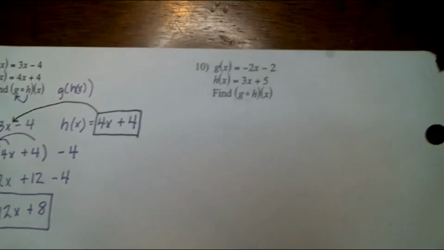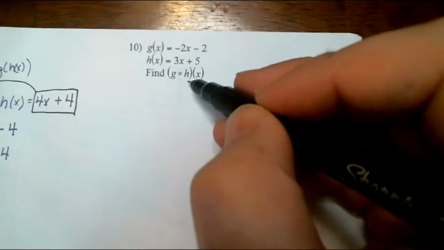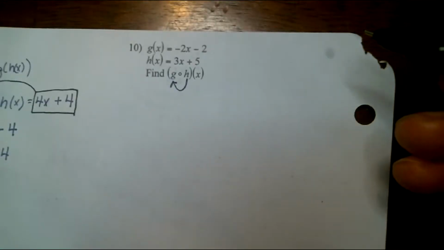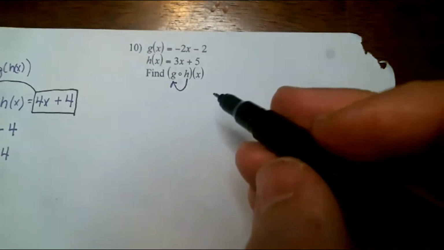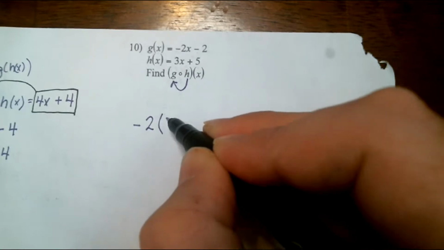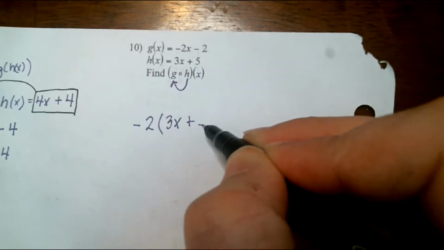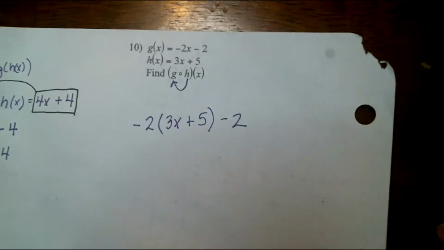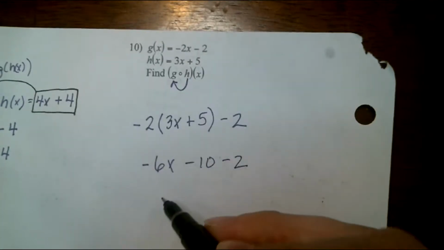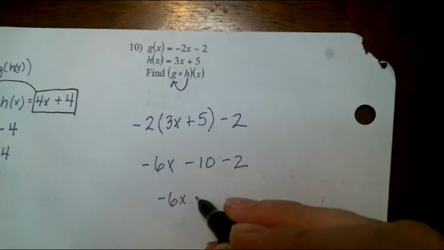All right, look at number 10. So plug h into g. So that would look like this: -2 times 3x plus 5 minus 2. -6x minus 10 minus 2. That's -6x minus 12.